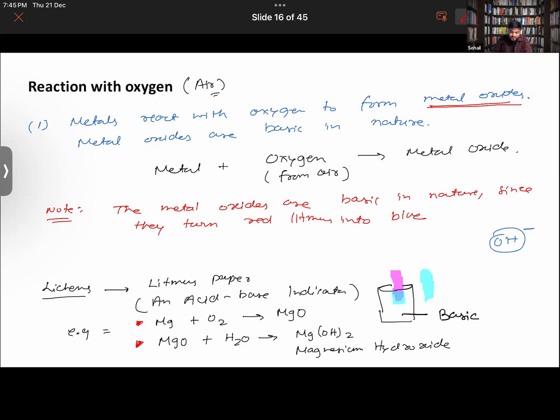So hope this is clear. In order to check whether this is basic in nature, I will be taking this, or I will be taking this. In order to verify whether magnesium oxide is basic in nature, will I test the litmus paper on magnesium oxide, or will I be testing it over magnesium hydroxide? Magnesium hydroxide, right? Yes, sir. Okay.